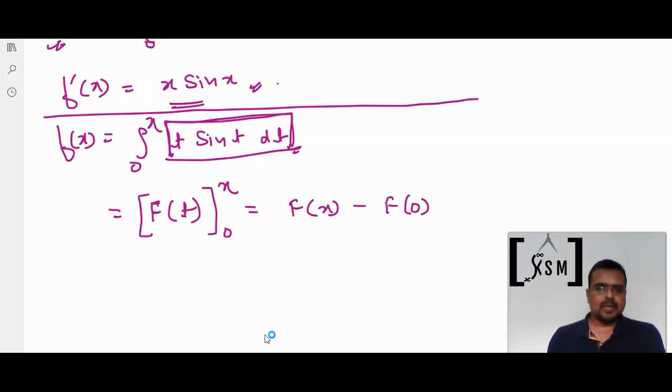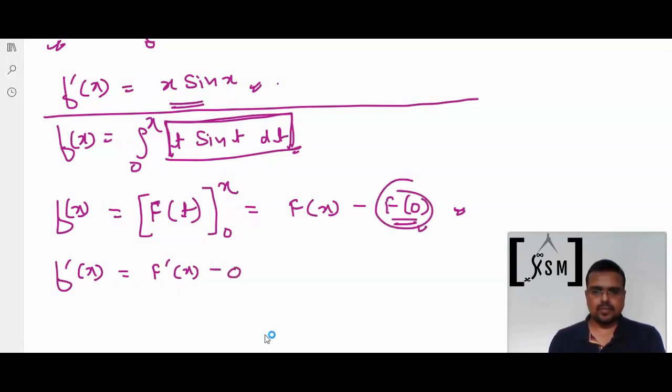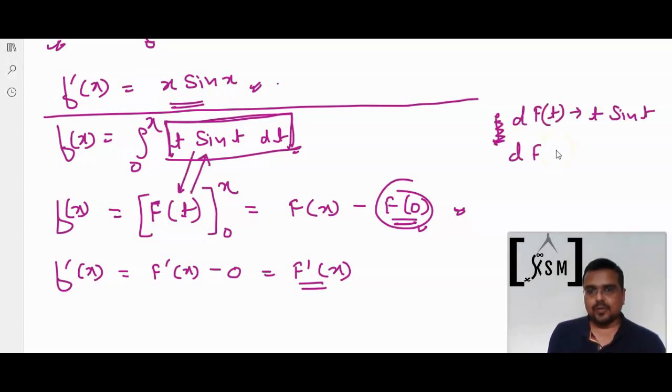Now we have to differentiate this. So when we differentiate, what shall we get? This number is a constant, right? So its derivative would be 0. So basically we get capital F dash x. So my answer should be capital F dash x. Now what is capital F dash x? F of t was the integration of t sine t dt, right? Taking F of x will be x sine x. So yes, that is my result, x sine x. That's my answer, right? I hope it is clear.